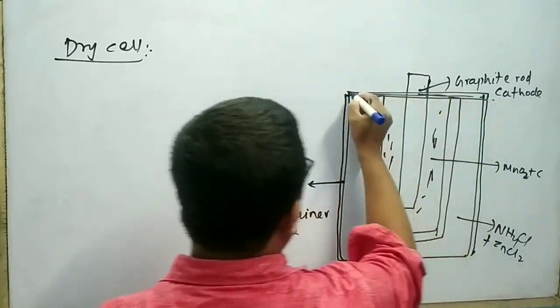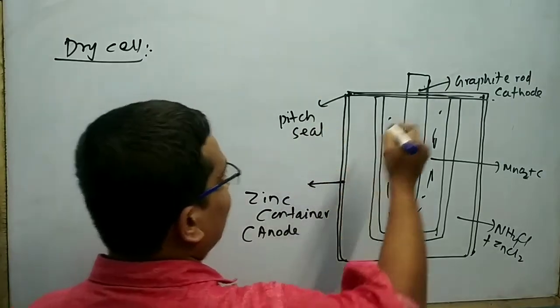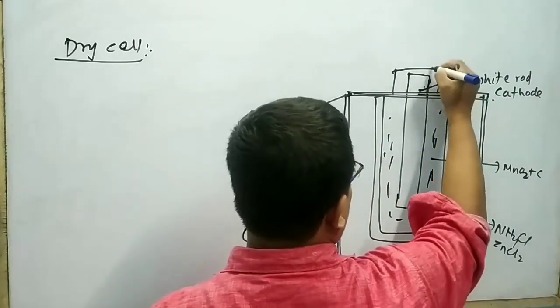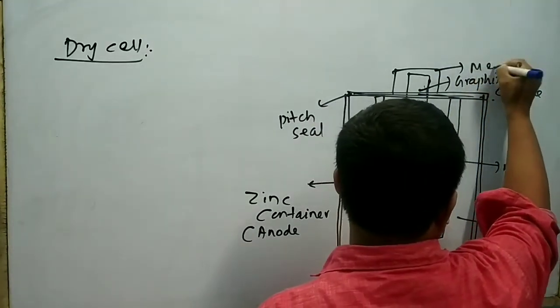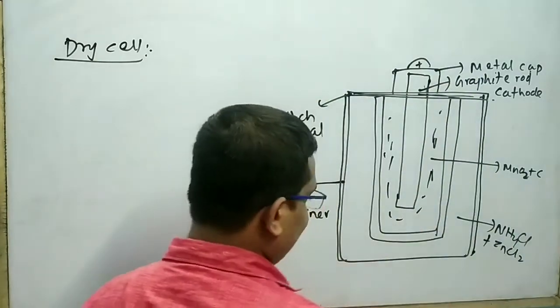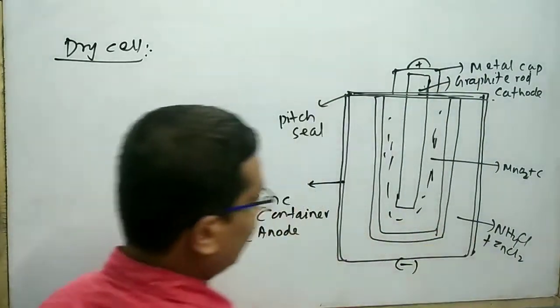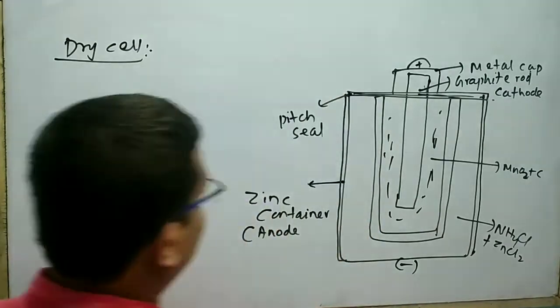This is the pitch seal. Here a metal cap is placed. This is the positive end. This is the negative end. This is the diagrammatic representation of the dry cell.